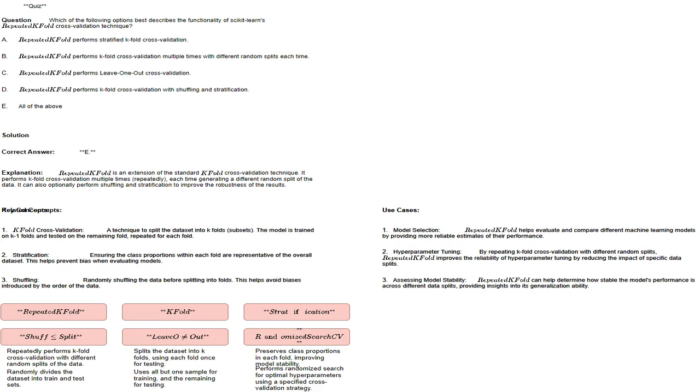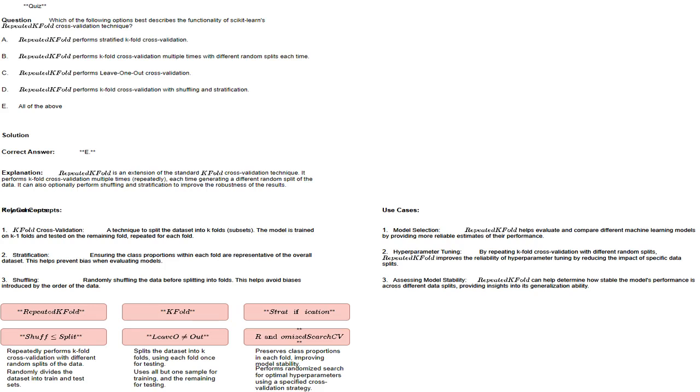2. Stratification. A technique used in cross-validation, particularly in imbalanced datasets, to ensure that the class proportions within each fold are representative of the overall dataset. This helps prevent bias when evaluating models, as the model's performance might be misleading if the folds don't accurately reflect the class distribution in the data.